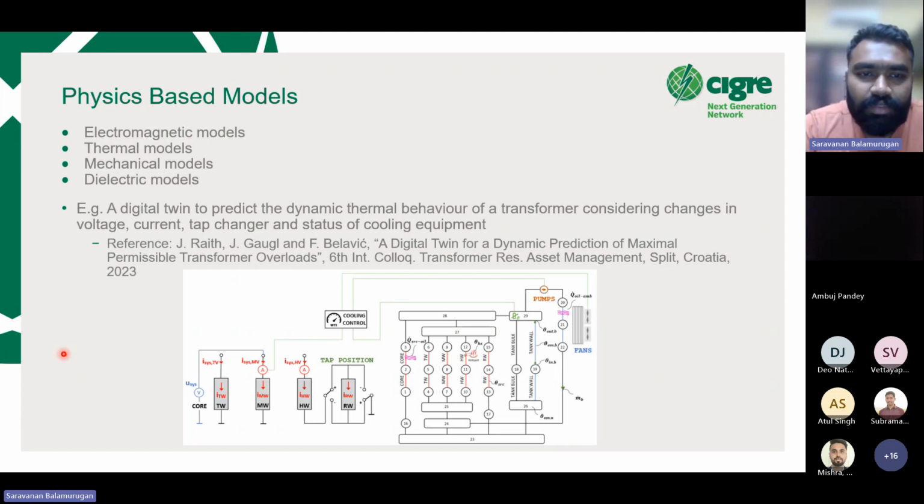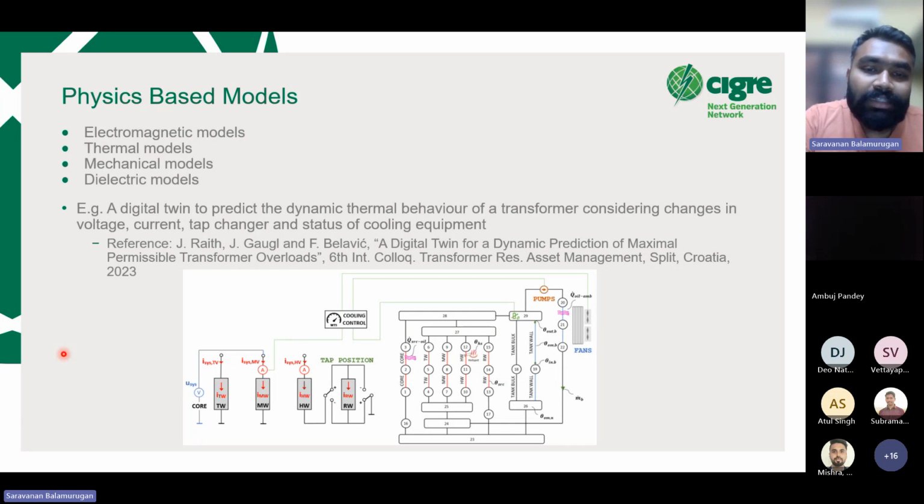Just to point out how much people are actually working on this, one of our colleagues was working on dynamic prediction of the maximal permissible transformer overloads, right? To understand the thermal behavior of the transformer, we have the thermal models. How do we make the thermal model dynamic, and how do we estimate how much we can allow the transformer to be overloaded? A lot of inputs have been used, such as the tap changer position, what the cooling equipment looks like, and the actual measured voltages and currents, right?